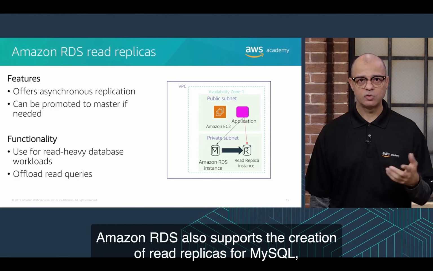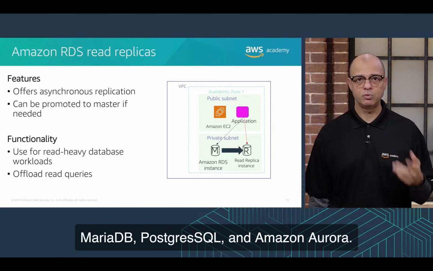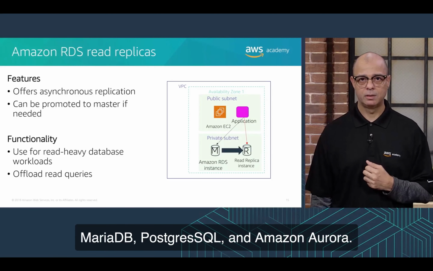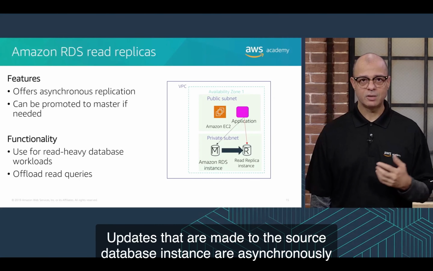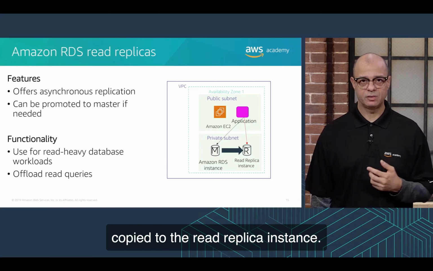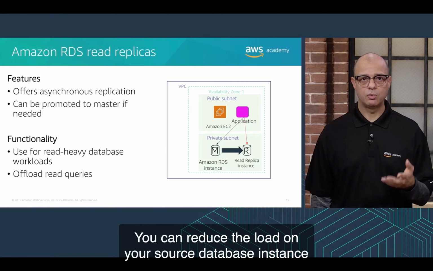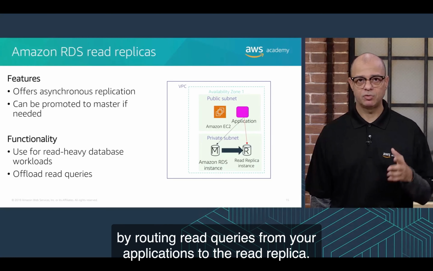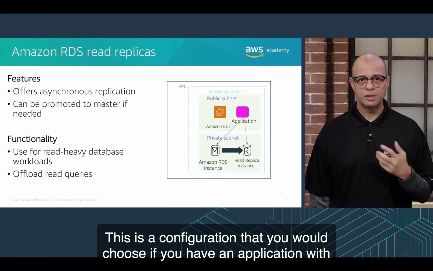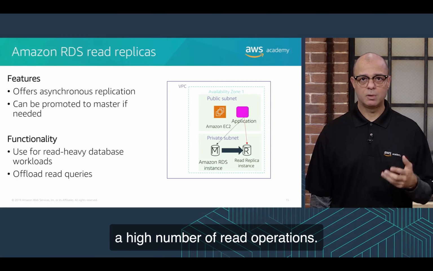Amazon RDS also supports the creation of read replicas for MySQL, MariaDB, PostgreSQL, and Amazon Aurora. Updates that are made to the source database instance are asynchronously copied to the read replica instance. You can reduce the load on your source database instance by routing read queries from your applications to the read replica. This is a configuration that you will choose if you have an application with a high number of read operations.